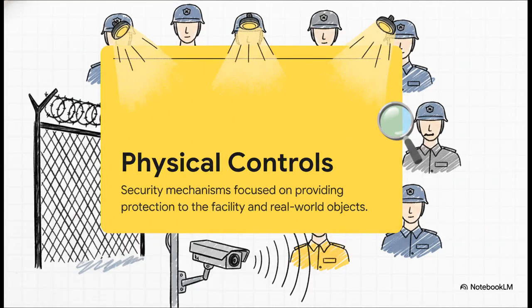Rounding out the categories, we have physical controls. These are the tangible things, the stuff you can literally reach out and touch. We're talking security guards, fences, lighting, motion detectors, video cameras. Their one and only job is keeping that real-world perimeter and your actual physical facilities locked down.